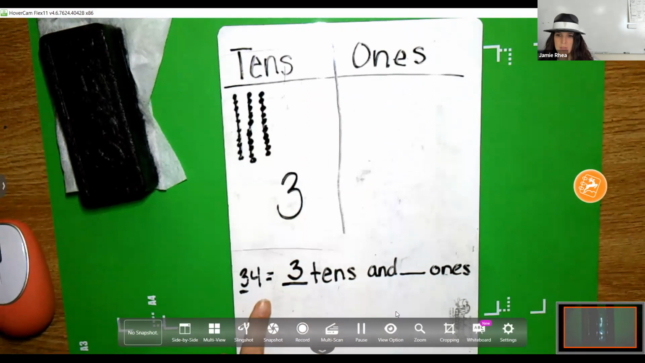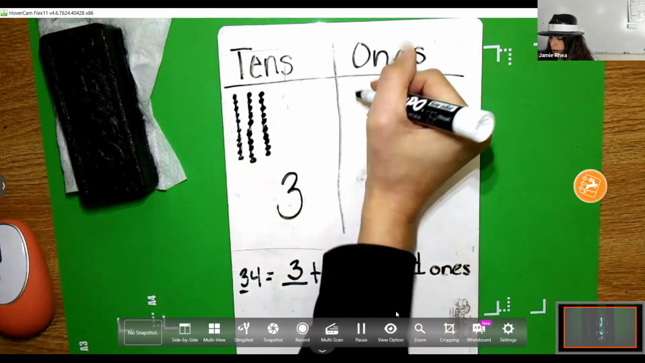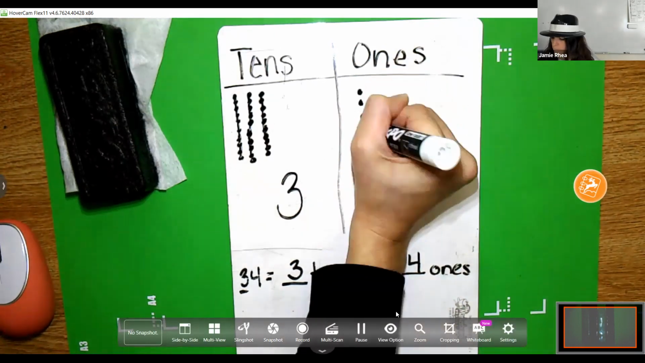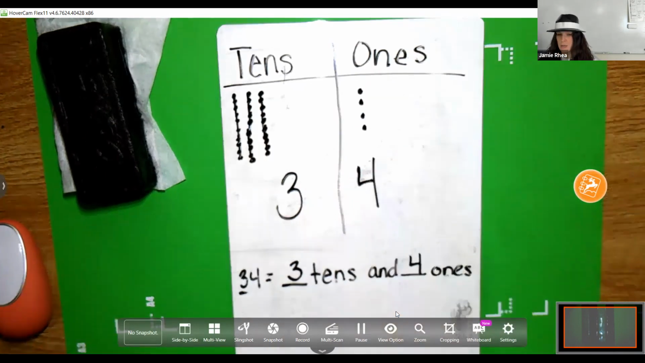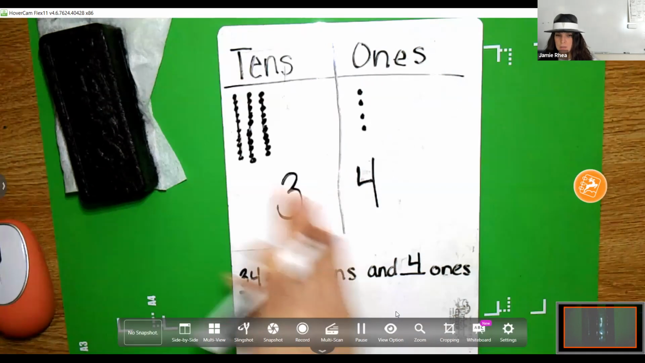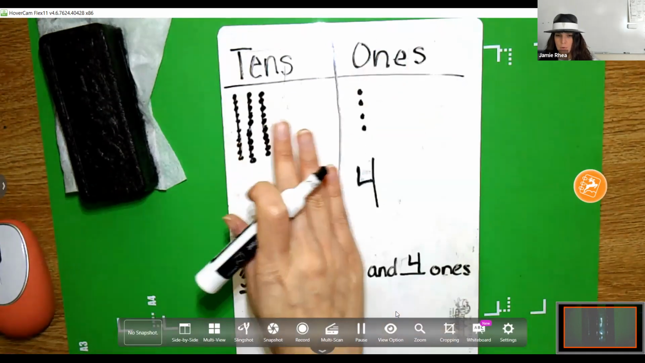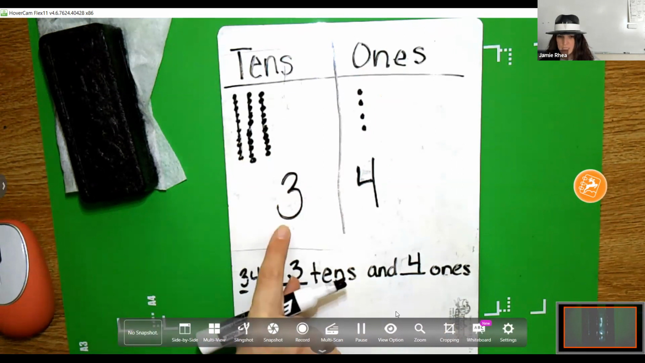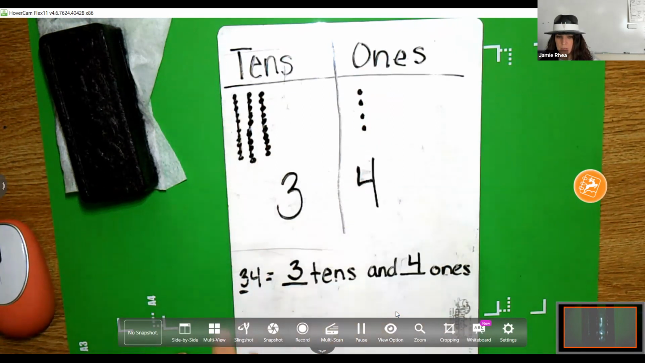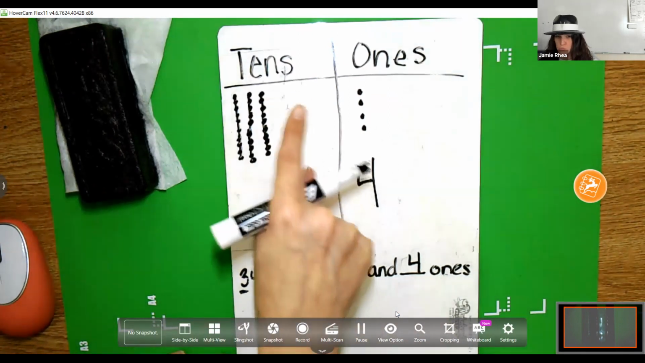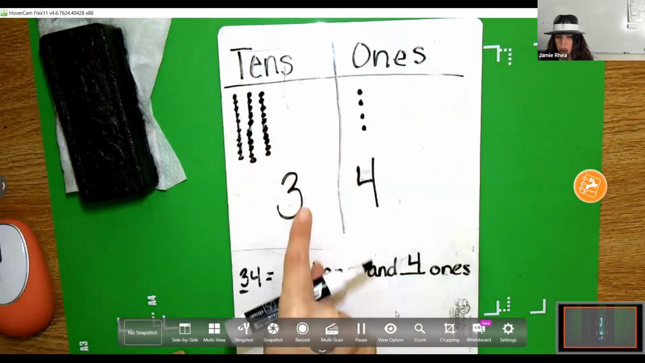How many ones did we have in 34? We had 4. So we need to make 1, 2, 3, 4. 4 ones. Okay, so here's our place value chart. We drew out 30 and 4. We have 3 tens and 4 ones. 3 tens, 4 ones. 34 is the same as 3 tens and 4 ones.